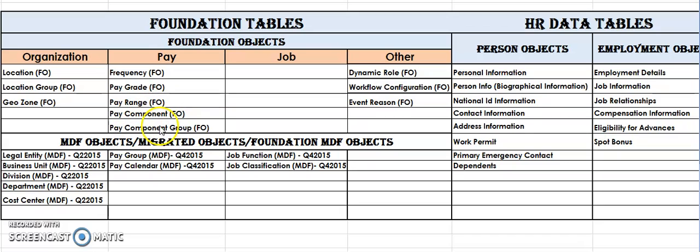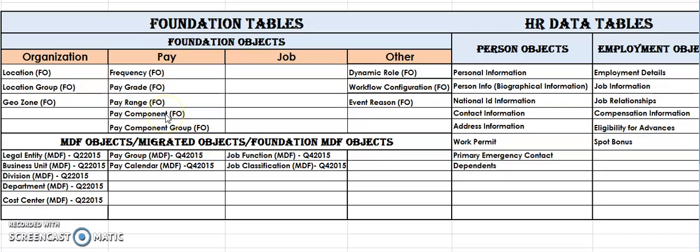In the pay component group, we define the groups. That means we categorize what is the fixed pay, what is the variable pay, and what is the total CTC, which we define in this pay component group. So these are all the foundation objects related to pay.